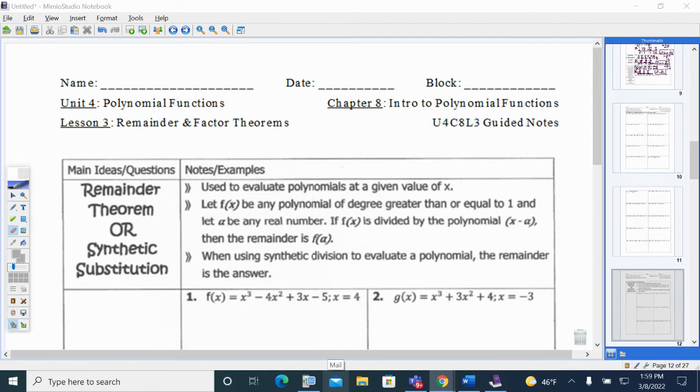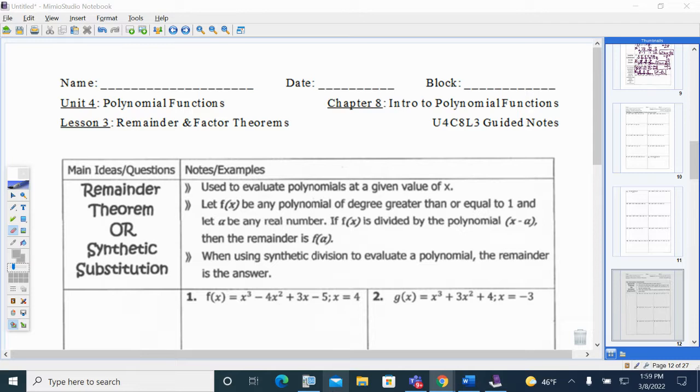This video is on Unit 4, Chapter 8, Intro to Polynomial Functions, Lesson number 3, Remainder and Factor Theorems. So in this lesson, we are going to look at two theorems. One's called the remainder theorem. One is called the factor theorem. In both instances, we are going to use synthetic division to answer questions based on these two theorems.